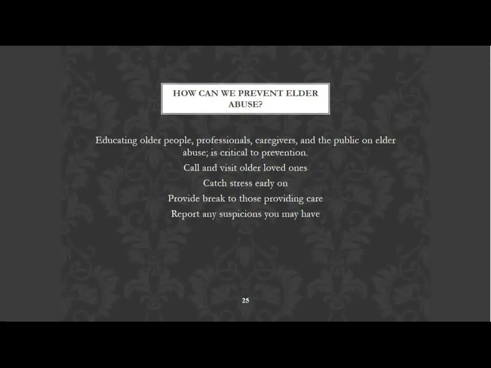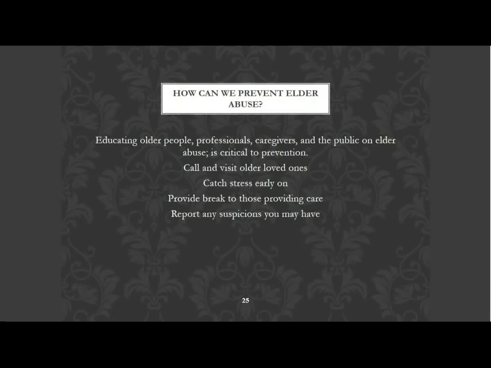Okay? And then how can we prevent elder abuse? Educating older persons, professional caregivers, and the public on elder abuse is critical to prevention. Call and visit older loved ones. Catch stress early on. Provide a break to those providing care.